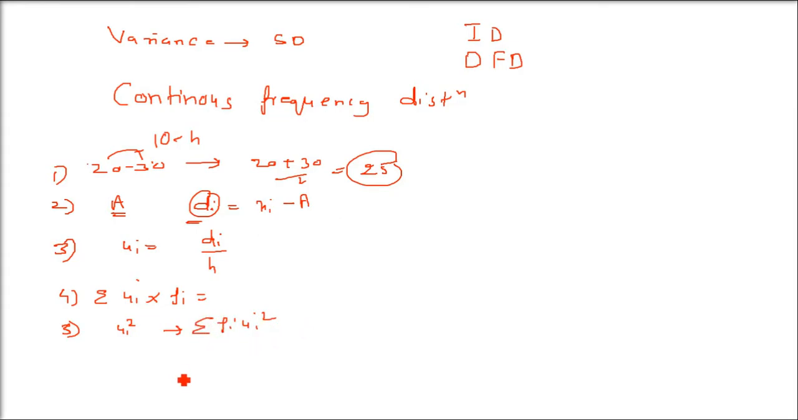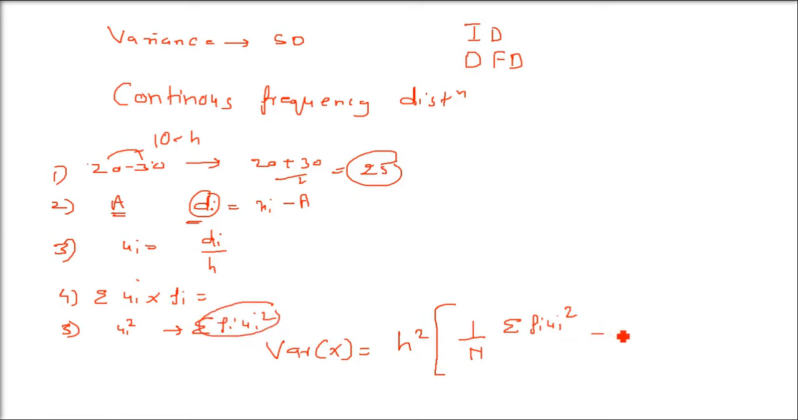Then take the sigma. First we have taken sigma fi ui. Now we have to take sigma fi ui square. Then the variance formula will be what? Variance is basically the standard deviation precursor. So h square is the class interval. Then we have 1 by capital N, where capital N is sigma f, the sum of the frequencies, then sigma fi ui square, the fifth one. And then minus 1 by N, capital N again being sigma fi, the complete number of students, then sigma fi ui, and the whole of this squared. So this is the formula we are going to use.